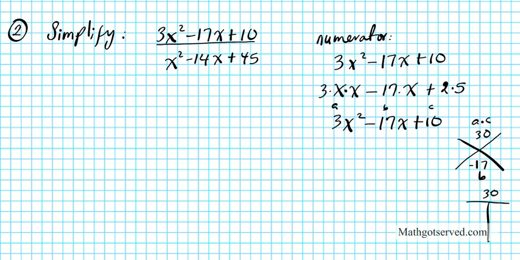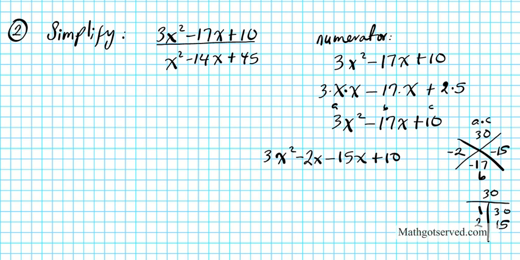30 goes on top. So 1 times 30. 1 goes into 30 30 times. This gives me 31 or 29. That doesn't work. 2 goes into 30 15 times. Actually, that works. So we have 2 and 15, and if we make both of them negative, then that will make this work. So we'll have 3x squared minus 2x minus 15x plus 10.